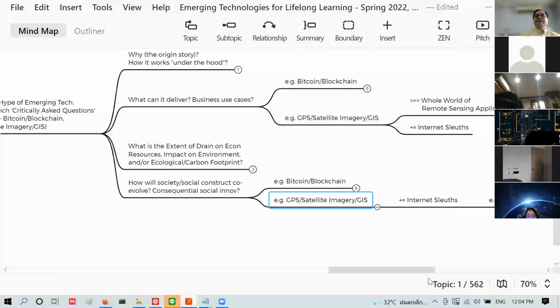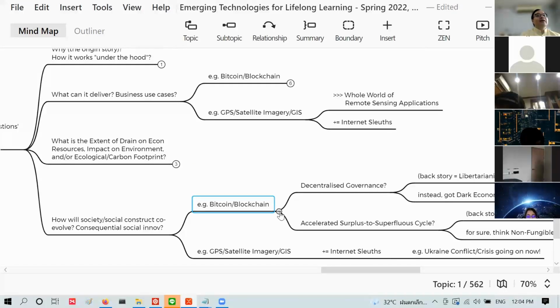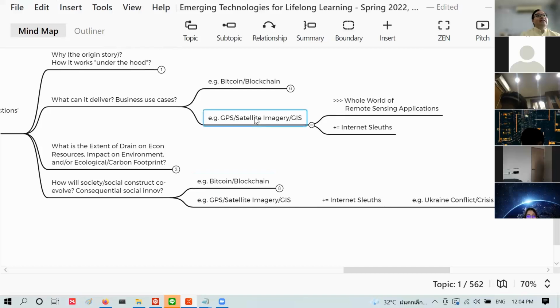You have this internet sleuth. Obviously an internet sleuth can be used to solve crime, but certainly right now the focus is on the war that's going on. We talked about this last time. And the technology here, what can it do? A whole world of remote sensing applications, and especially for sustainability challenges.